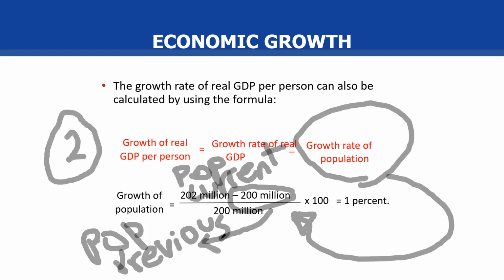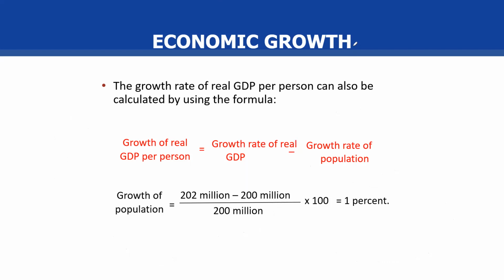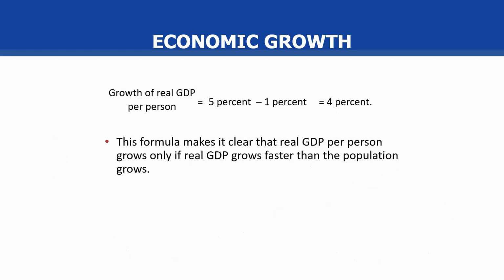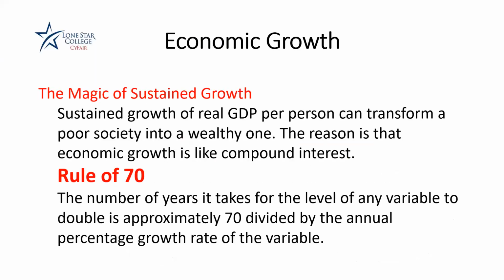So first you calculate the growth rate of real GDP using the very first formula we had. Then you have to calculate the population growth rate, and you are going to use this formula, and then you will get the exact same number. So two different ways of calculating growth rate of real GDP per capita. Both of them will give you the exact same thing.